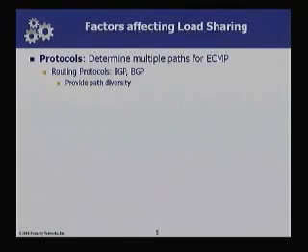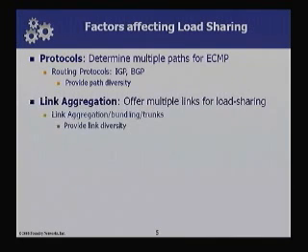What are some of the factors which affect load sharing? We all know protocols affect load sharing. You can determine multiple paths for ECMP through protocols such as OSPF, ISIS, and BGP. These protocols essentially give you the path diversity, so that you can create diverse paths in the network. Then there's link aggregation, with which you can increase capacity between two nodes, between two routers in the network. Link aggregation is also called link bundling, or sometimes referred to as trunking. It essentially gives you link diversity: multiple links which give you higher capacity.